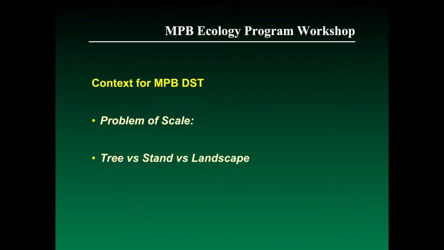So in terms of context for the DST and what we were faced with, you've heard this morning already several examples of what I've called the problem of scale. And when we're talking about not only the beetle dynamics, but more importantly from the perspective of the DST, the dynamics of vegetation and particularly timber, there's a range of scales that we need to address. And that could include either tree level, stand level, or landscape level.